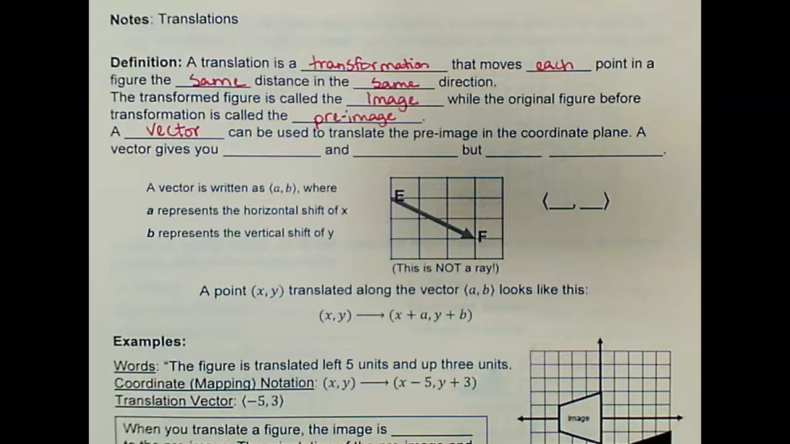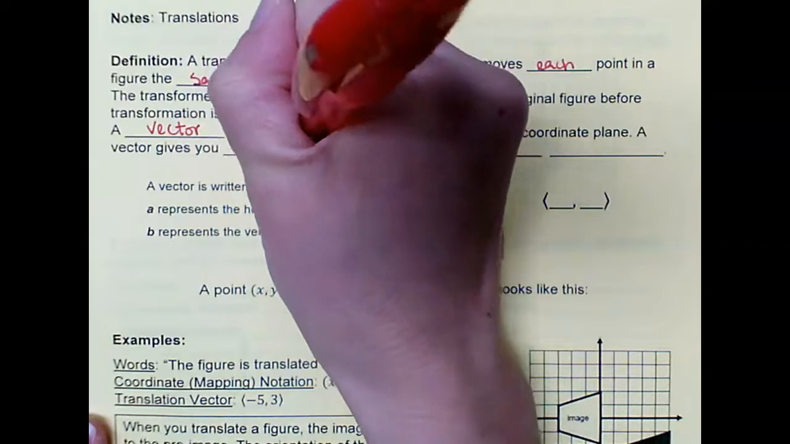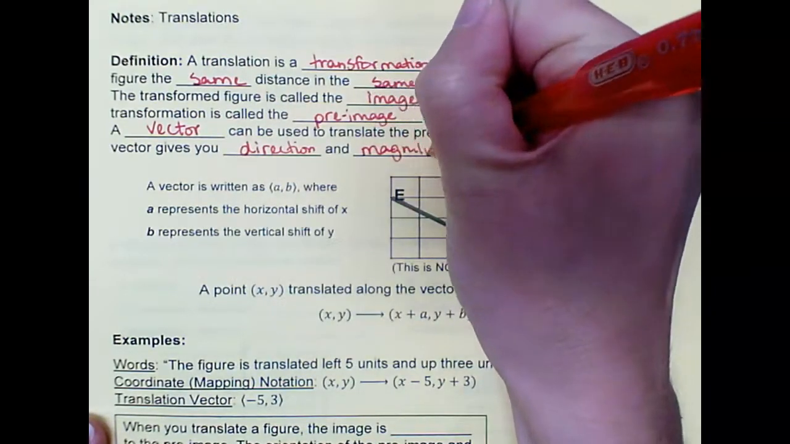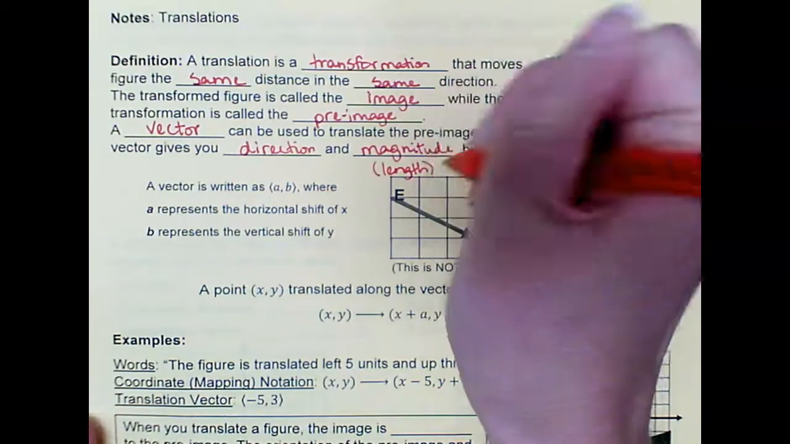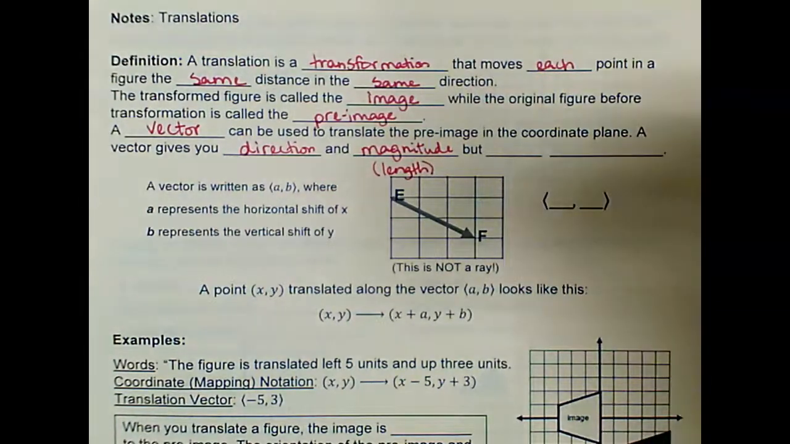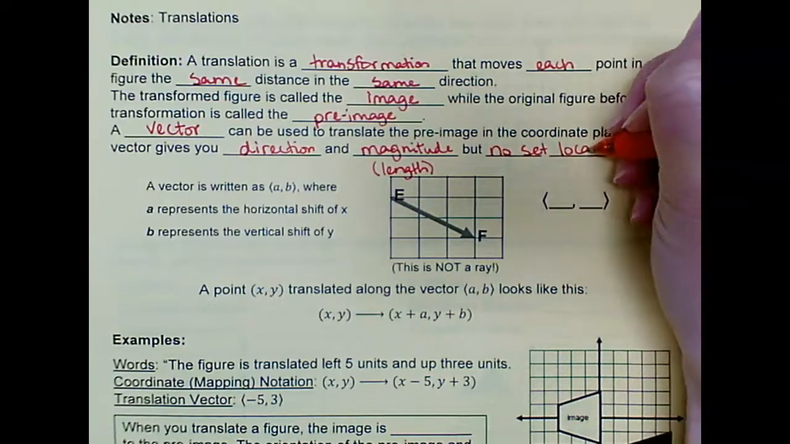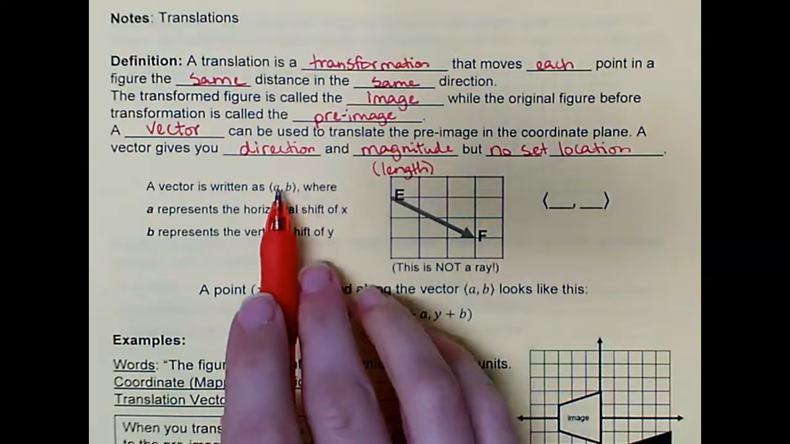A vector, which we're going to learn a little bit more about, gives you direction and magnitude. Magnitude is also known as length. But what it does not give you is a set location. So vectors can kind of float anywhere in space, but they do show you a direction and they do have a definite length.